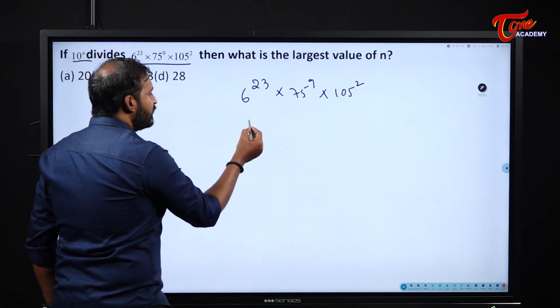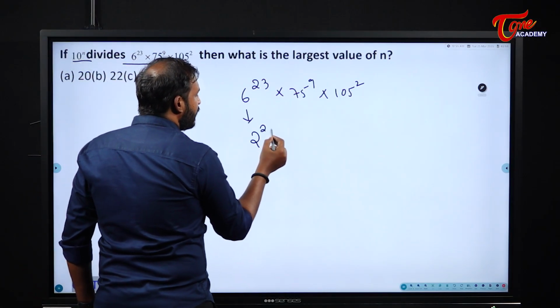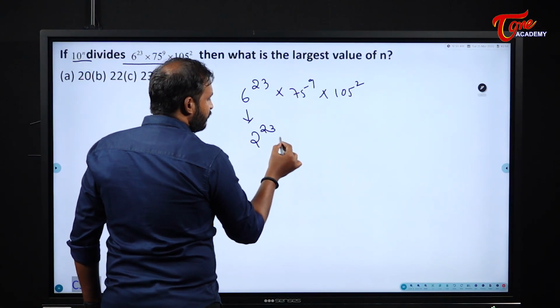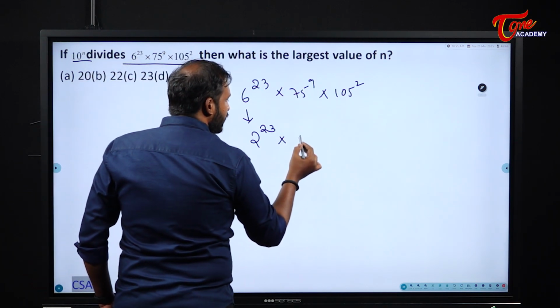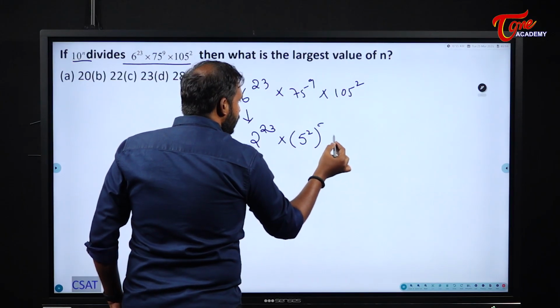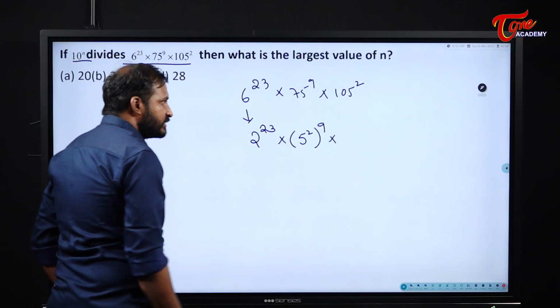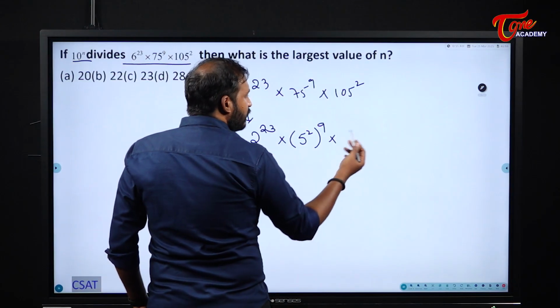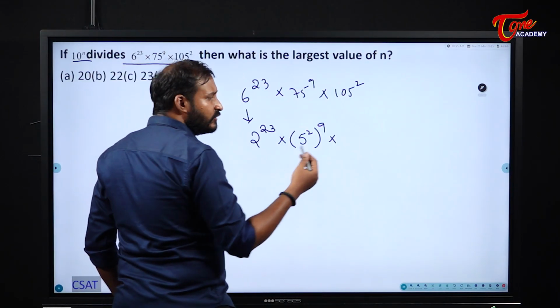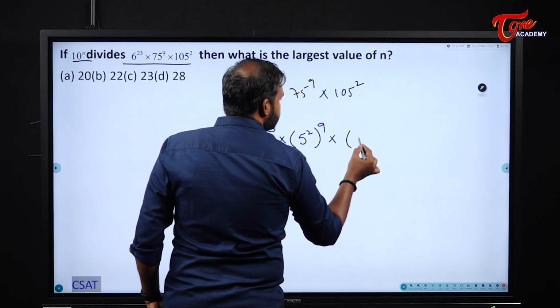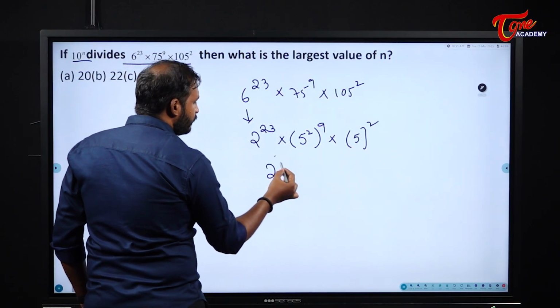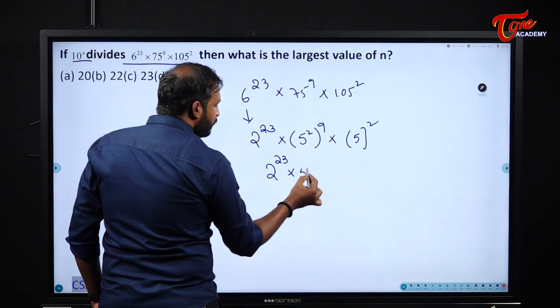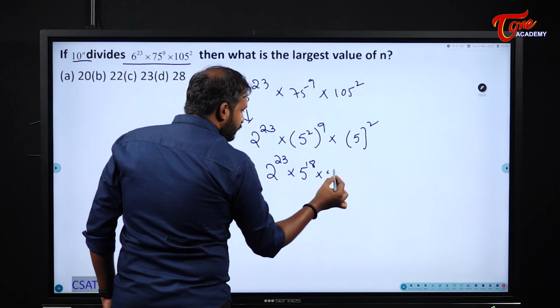So I can write this as 2 to the power of 23. I am not considering 3, it is a waste of time. 75 means what actually, students? 5 square into 3. I am only writing 5 square whole to the power of 9. I don't bother about that 3. Next, 105 means what? 21 into 5, that is 7 into 3 into 5. I will only consider this 5. So now what happens is 2 to the power of 23 into 5 to the power of 18 into 5 square.